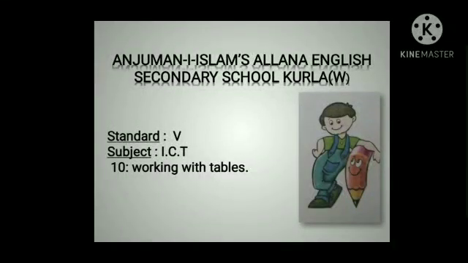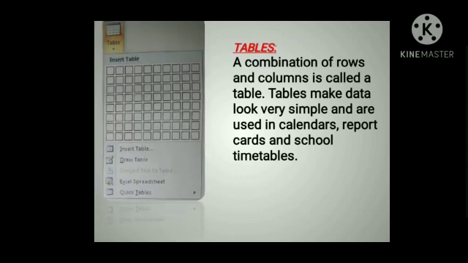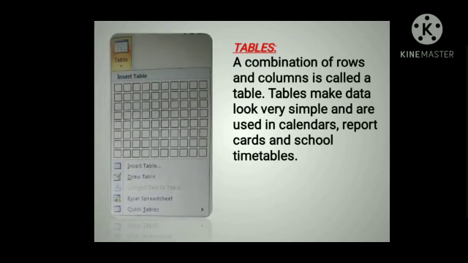Standard 5th subject ICT chapter number 10 working with tables. Tables. A combination of rows and columns is called a table. Tables make data look very simple and are used in calendars, report cards and school timetables.